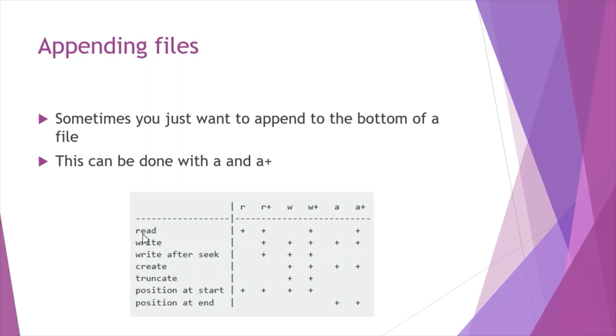The table. So we've got read, which is R and R plus. W plus will allow you to read as well, and A plus will also allow you to read. We've got write after seek, so that basically means read and then write. As you can see, those will let you do it. Create and truncate, we've not actually been through yet, but basically W and W plus, as I say, it'll wipe the file. That's basically a truncation. Create is basically if the file's not there, will it create it for us?